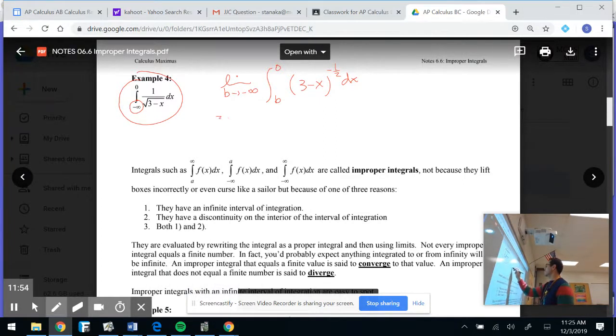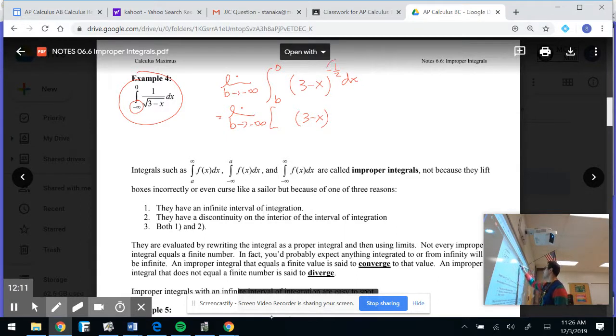So that would be equal to the limit. I'm going to go ahead and find an antiderivative. To find this antiderivative, I'm going to have to use u-substitution. u would be 3 minus x. But if u is 3 minus x, that means du would just be negative 1, so I just would have to correct that.